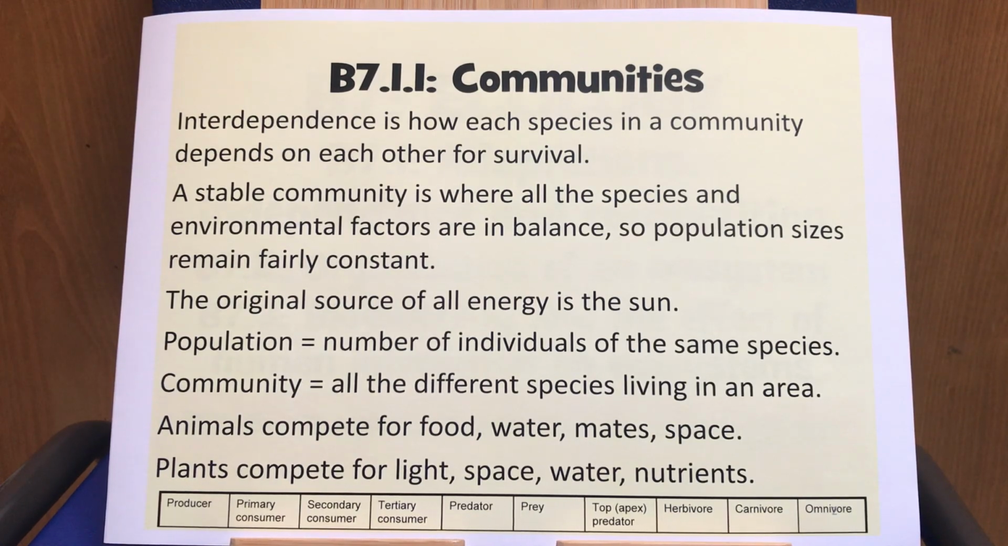Now, some nice easy marks here. Animals compete for food, water, mates and territory, which we can call space, and plants compete for light, space, water and nutrients from the ground. We've got some keywords here at the bottom. Producer, that's the plant. Primary consumer, the first consumer, they eat the producer. Secondary consumer eats the primary consumer, and then tertiary consumer, the third to consume.